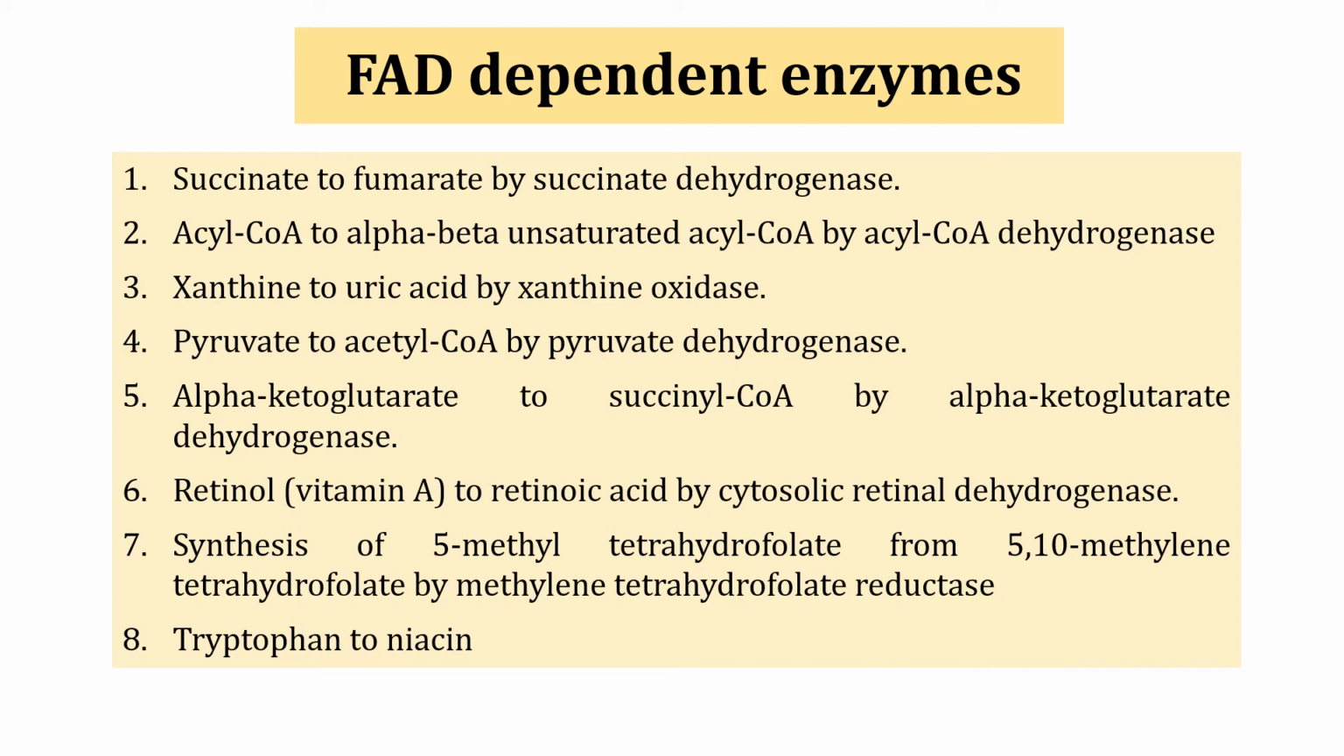Fourth is pyruvate dehydrogenase, which is required for formation of acetyl coenzyme A from pyruvate. Fifth is alpha ketoglutarate dehydrogenase complex, which is required for conversion of alpha ketoglutarate to succinyl coenzyme A in citric acid cycle. All these reactions, except the xanthine oxidase reaction, are part of catabolic pathways to generate NADH or FADH2. Sixth is retinol dehydrogenase enzyme, which is required for conversion of retinol to retinoic acid in cytosol of target cells.